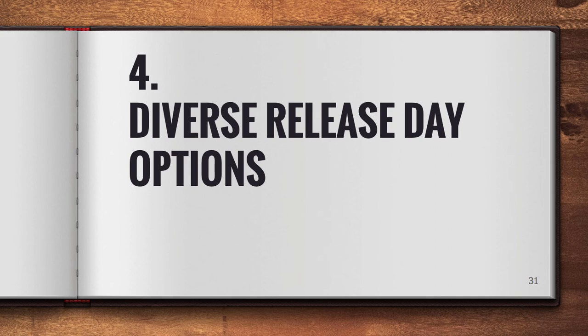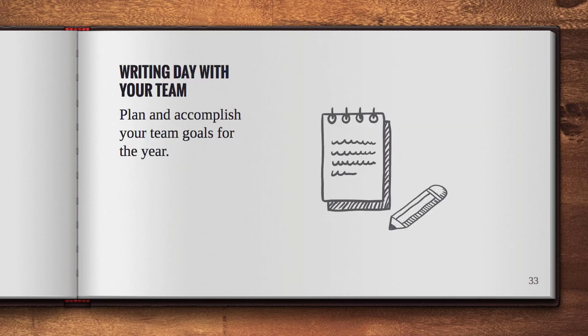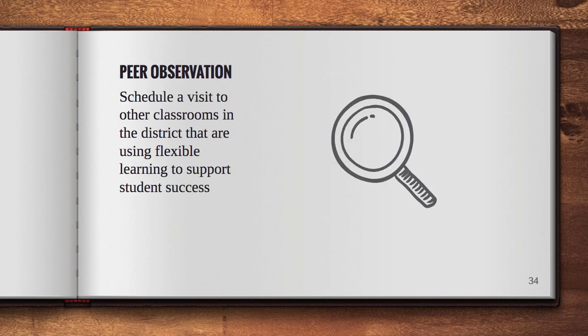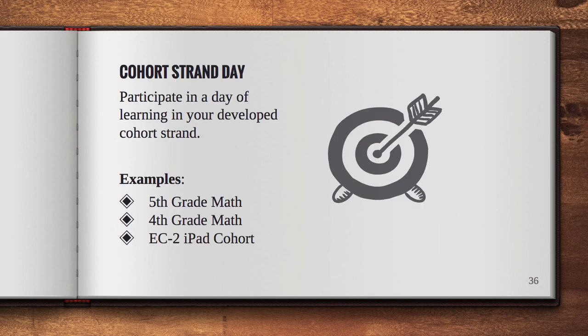I talked about diverse release day options. We really want you, if you're going to be out of your classroom, to have some options for what you're going to do that best fits your needs. So often we have cohort members choosing between a writing day with their team, so taking a release day with other members of their team to accomplish some goals. We often have members go out and view other people's classrooms to see what they're doing. We do offer face-to-face learning for those that want to come in and learn specific things.